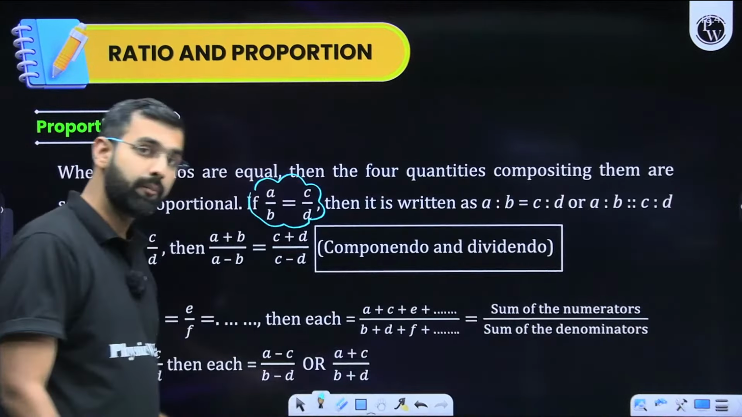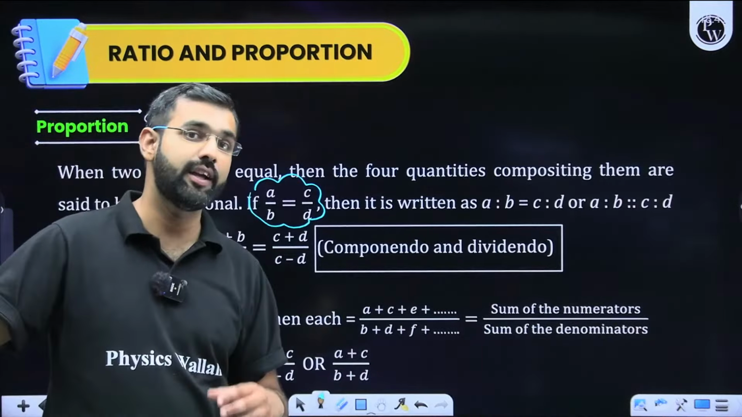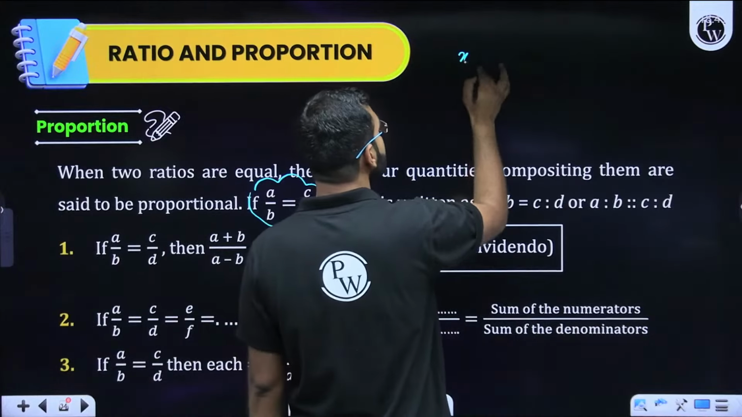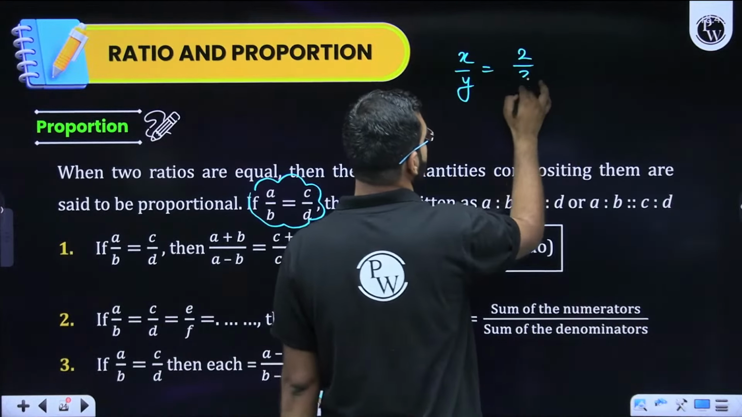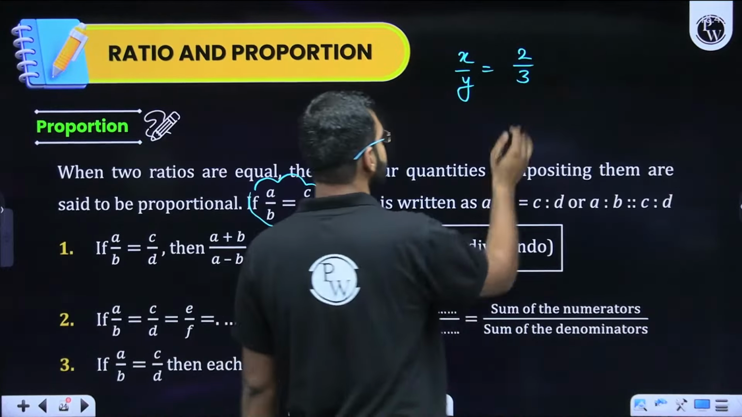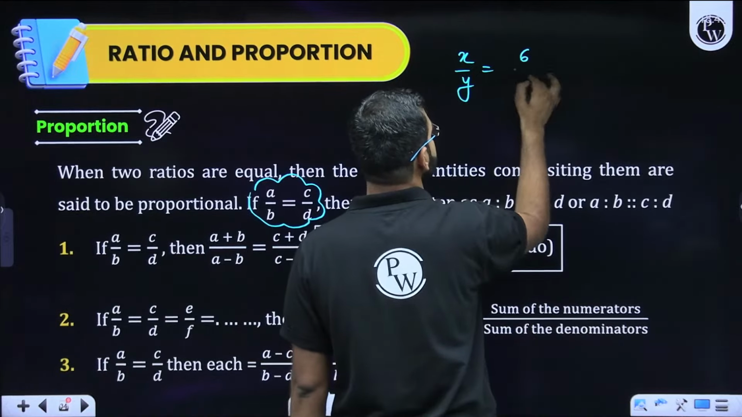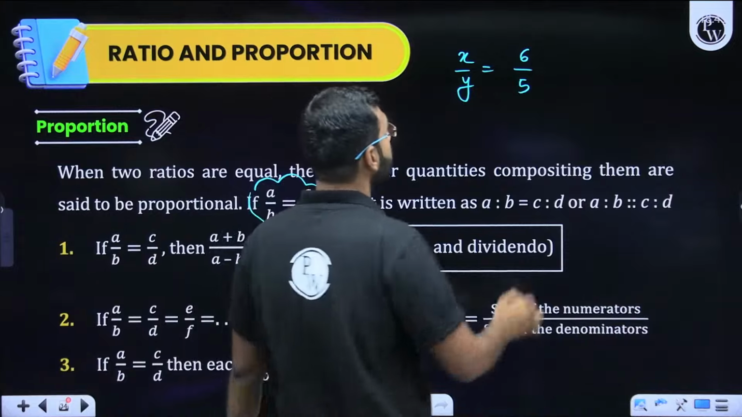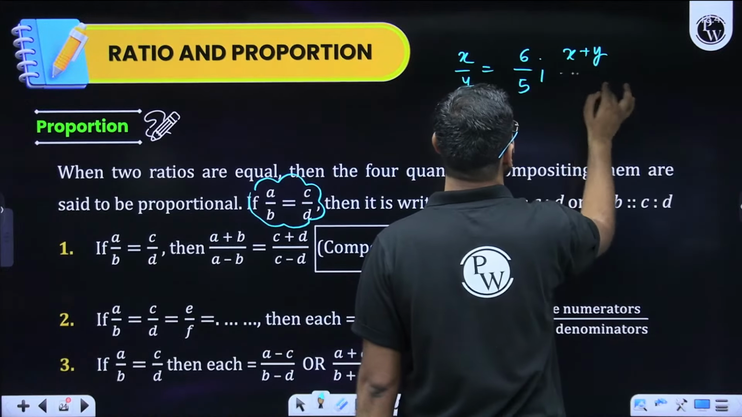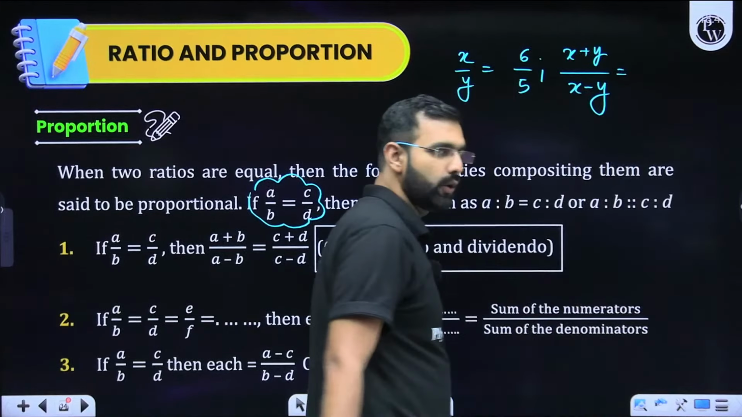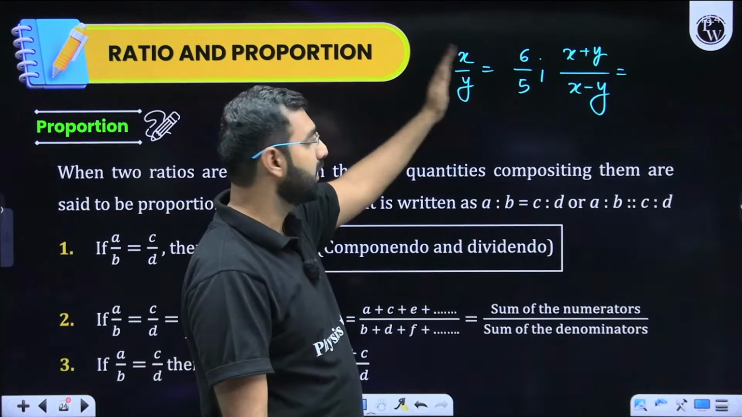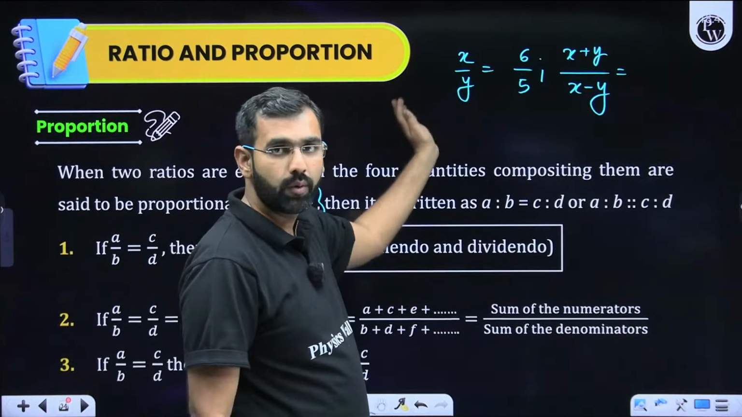This is very widely and prominently used in the questions of JEE Mains. We'll be using this rule a lot of times. So the rule of componendo and dividendo says, let's say x by y is 6 is to 5. Let's say I wish to make comments on x plus y upon x minus y. So there all I have done is componendo and dividendo, which means x plus y upon x minus y will be equal to 6 plus 5 upon 6 minus 5, which means it will be 11 is to 1. Did you all get that?